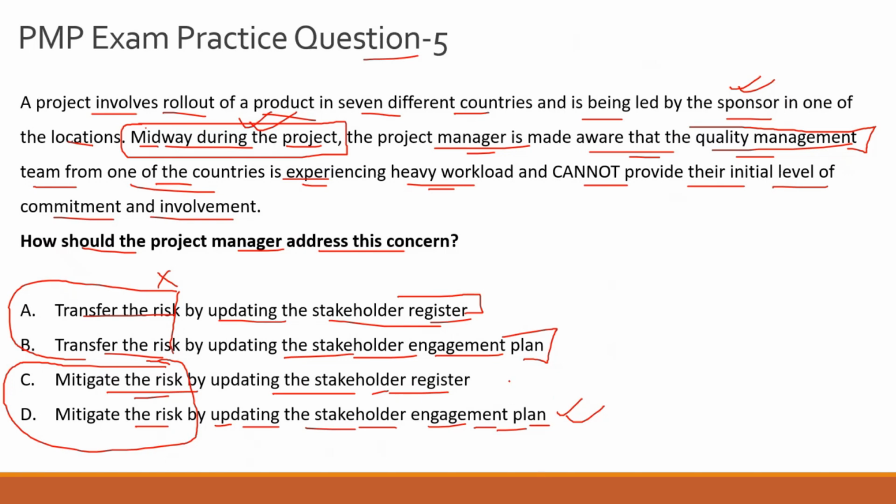And that is why option C is incorrect, because it is referring to an incorrect document to form a mitigation action. And the stakeholder register, as we discussed, for the right reasons, will not give you the action item, or the guiding principles of how to drive engagement of a stakeholder. It can give you the initial classification of the stakeholders, but it will not give you the guiding principles of how to keep the stakeholder engaged. That is why option C is incorrect, and the correct answer to this question is option D.